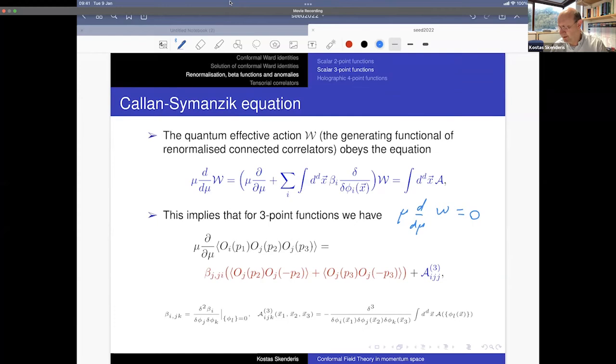And the fact that we have short distance singularities has two implications. First, the right-hand side may not be zero, and this is the anomaly. And secondly, the correlator could have an explicit momentum dependence, but that's because the sources themselves have an implicit scale dependence. So there is an explicit dependence and an implicit dependence, but both of them cancel each other so that the right-hand side is still zero. And all of these cases are realized.